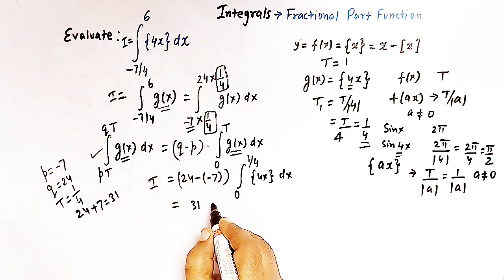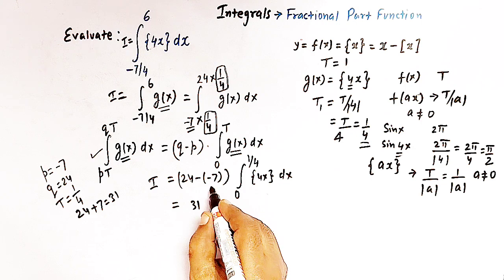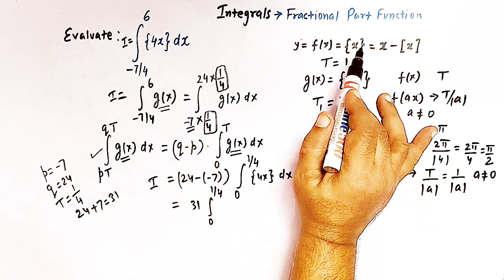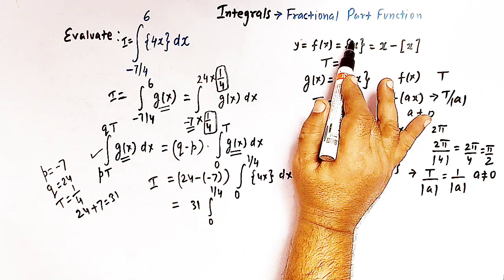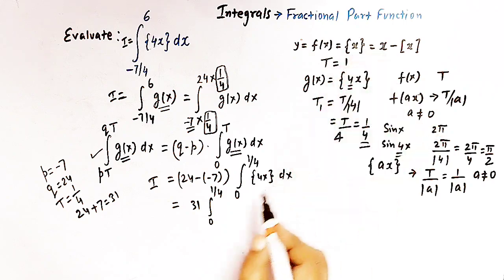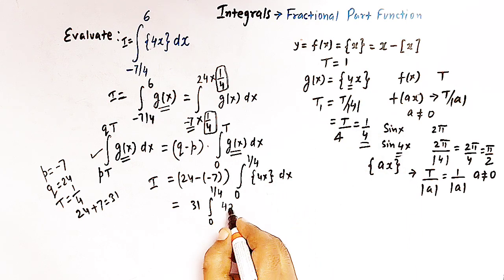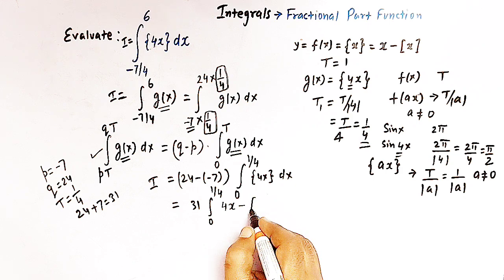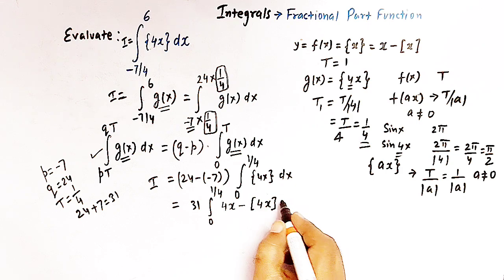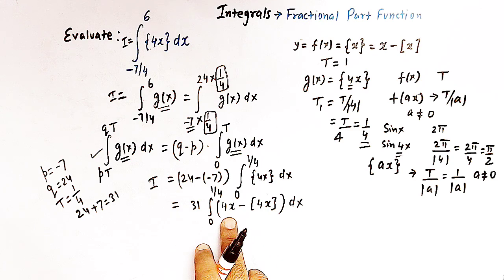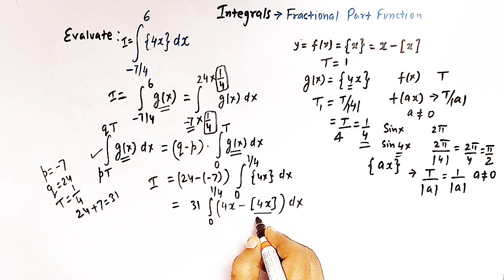So here we have 31 times the integral from 0 to 1 by 4 of the fractional part of 4x, which can be expressed using the definition of the fractional part. So for x we can write 4x. The fractional part of 4x is equal to 4x minus the greatest integer of 4x, right? So now we have to evaluate this integral, and let us first concentrate on this term.